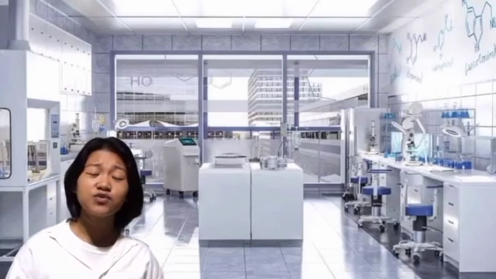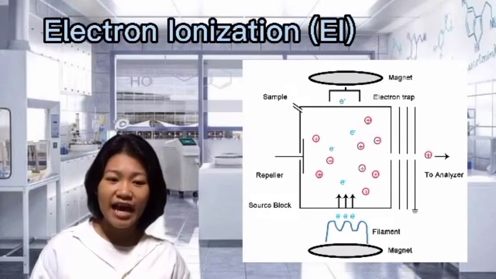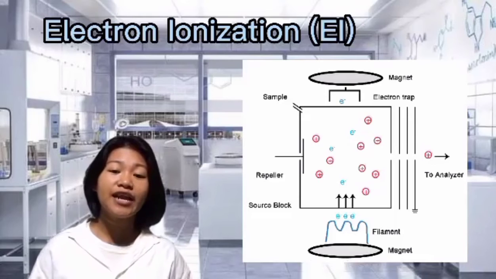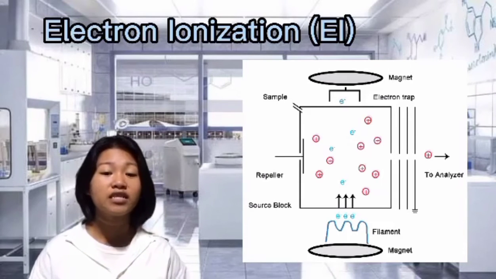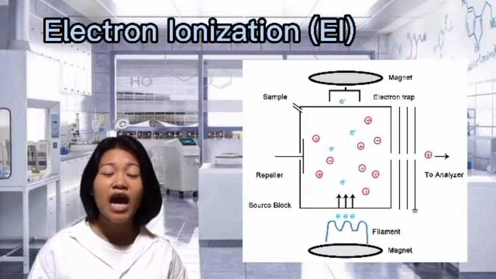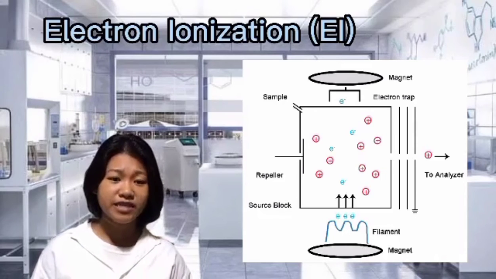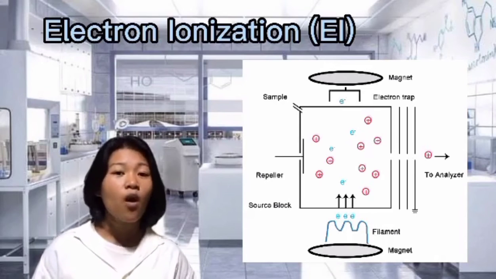Fifth and the last is electron ionization, or EI. EI is the original ionization technique and uses energetic electrons to produce molecular ions along with cluster fragment ions. EI is most often coupled with gas chromatography for analytical purposes. Remember that often samples may be ionized by more than one technique.